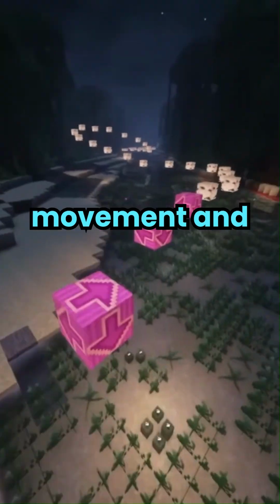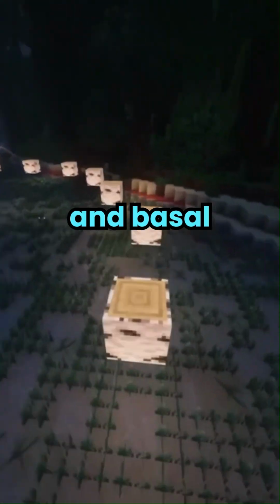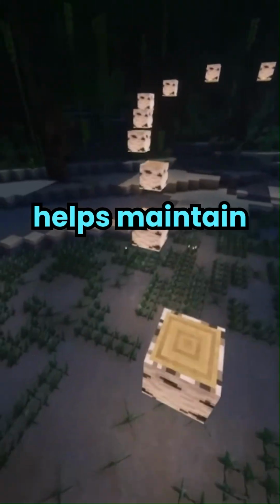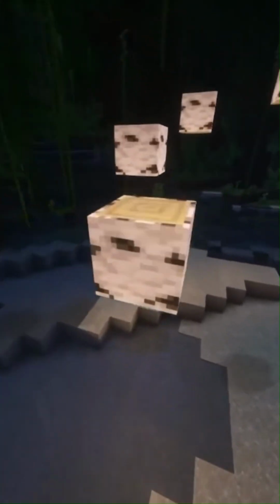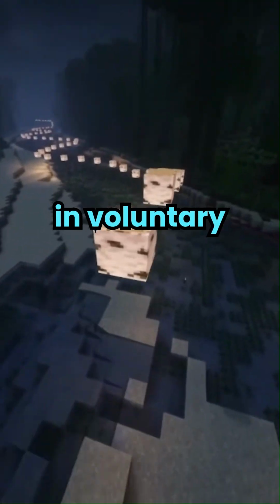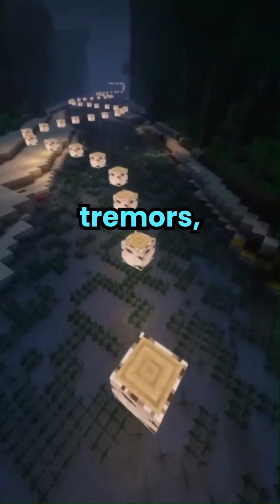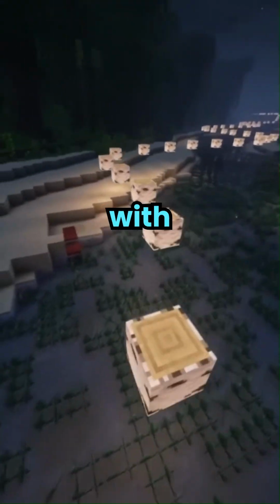The role of the brain in movement and coordination. The cerebellum and basal ganglia control movement and coordination. The cerebellum helps maintain balance and fine-tunes motor movements, while the basal ganglia are involved in voluntary movement control. Damage to these regions can result in movement disorders like tremors, ataxia, or difficulty with coordination.